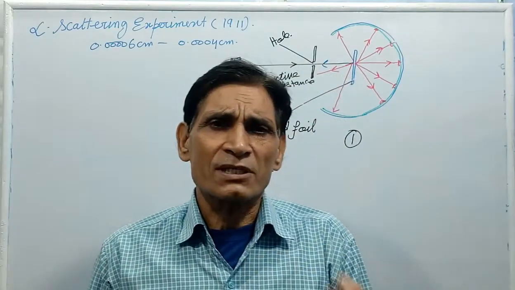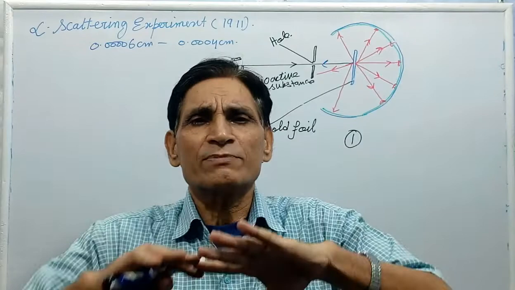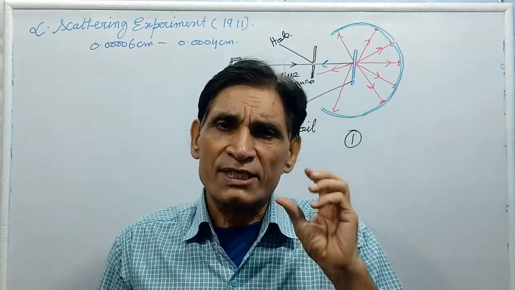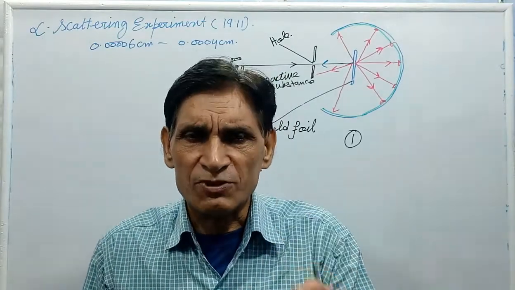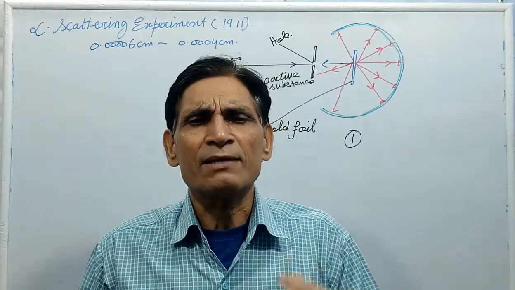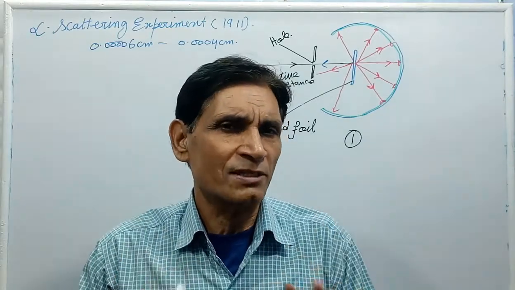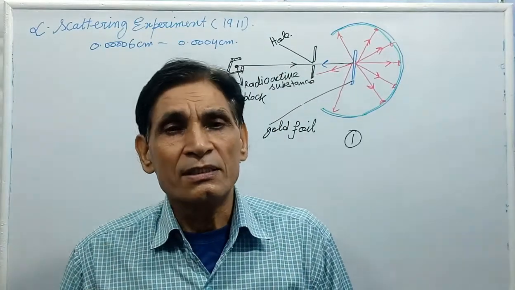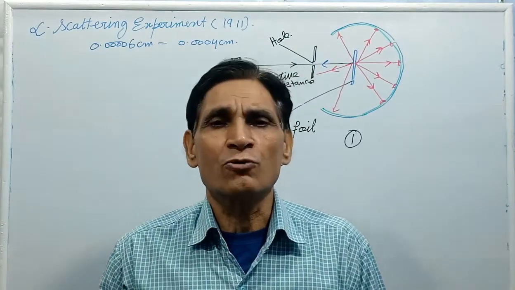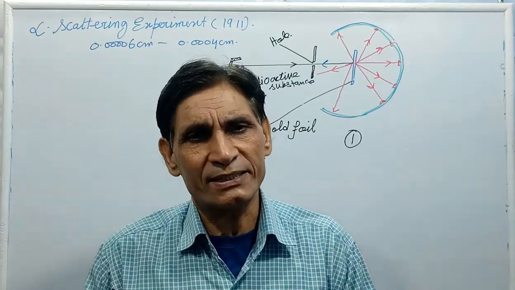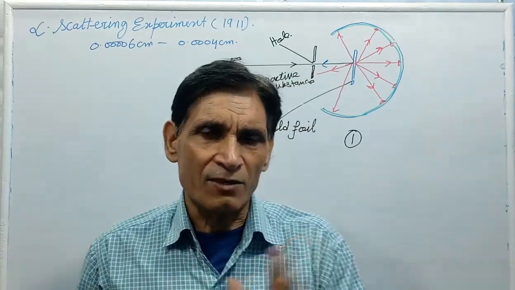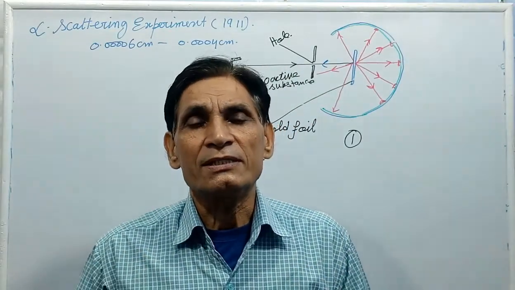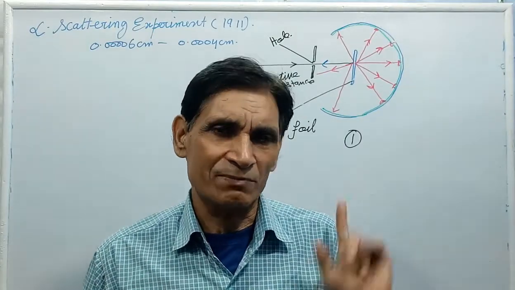Now, from this conclusion, remember these points. Most of the space in an atom is empty or hollow. Second, the central part of an atom contains positive charge. Third, the entire mass of an atom is present in the central part of the atom. And fourth, he concluded that the central part of an atom where whole mass and positive charge is contained is called a nucleus. With the help of this conclusion, he gave his atomic model in 1911.